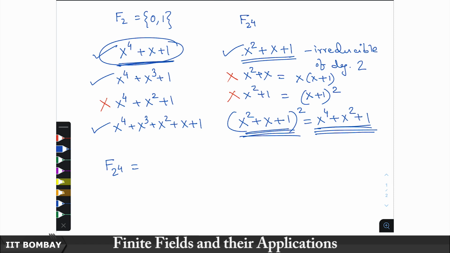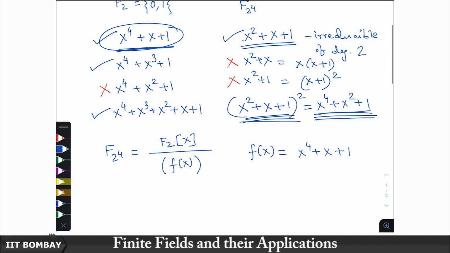So, how do we construct F2 power 4? We will construct it as the quotient of the ideal. So, we take the polynomial ring and we take the ideal generated by f(x), where f(x) is x^4 + x + 1. That is, the elements in the field are the cosets of the ideal generated by f(x).